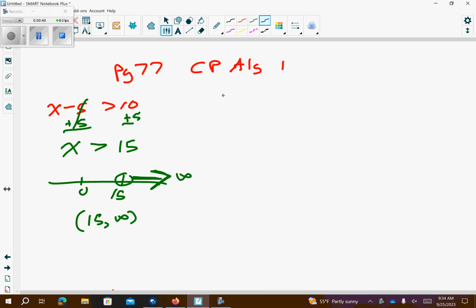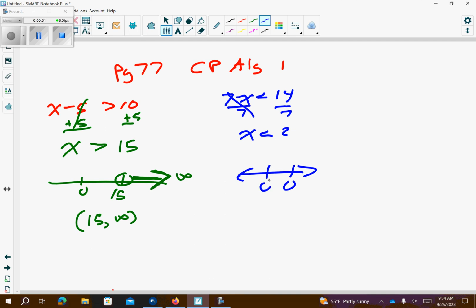Problem number 2, we're going to go ahead and go 7x is less than 14. Let's divide both sides by 7. X is less than 2. Okay, so that means we're going to the left. So if I had 0 here, I'm going to have 2 here. So I have an open dot going this way. So this is going to negative infinity. So from negative infinity to 2, soft bracket or rounded bracket or parenthesis.